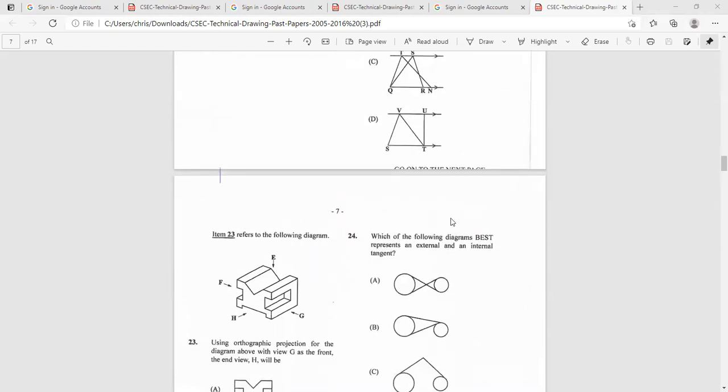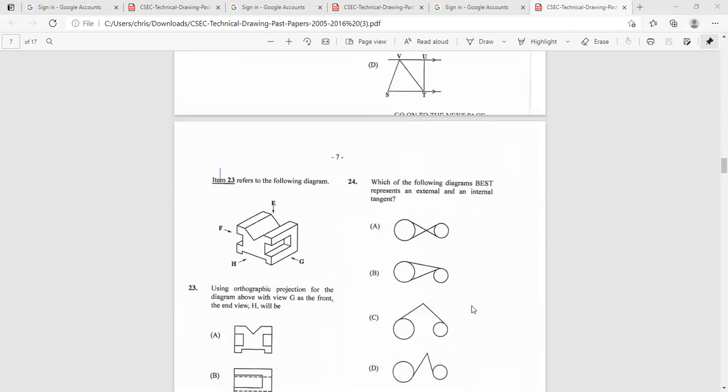24. Which of the following diagrams best represent an external and an internal tangent? And which of these? So this is an external tangent. External tangent is something like this. Internal tangent can run like this or that. Once you touch on the inside, it's an internal.